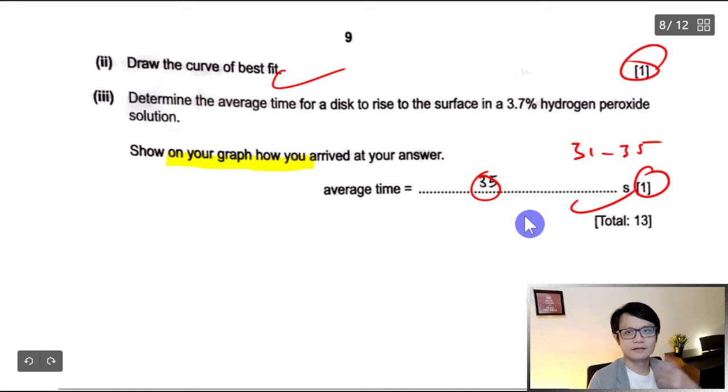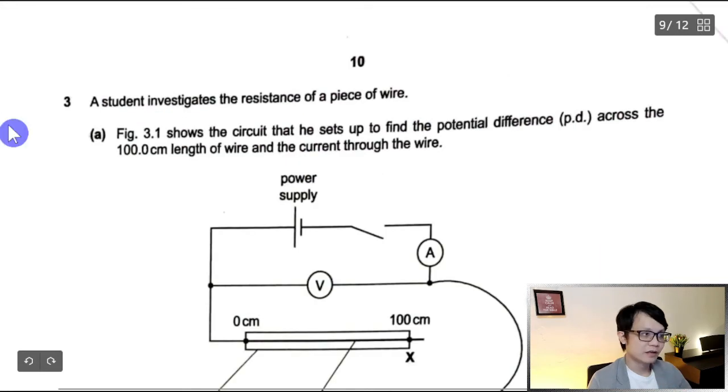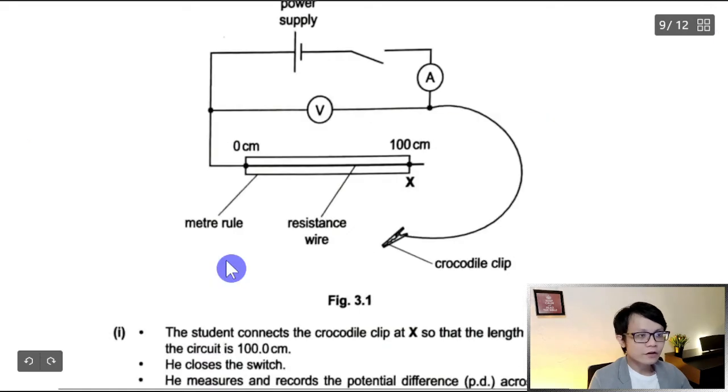Next question, number 3. Investigate the potential difference. When you're talking about potential difference, they are also referring to voltage. Voltage and potential difference are almost the same thing across the 100 cm. So obviously this is a resistor, correct or not? Because it's a resistance wire.